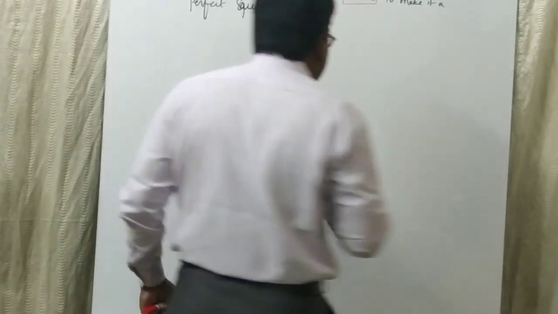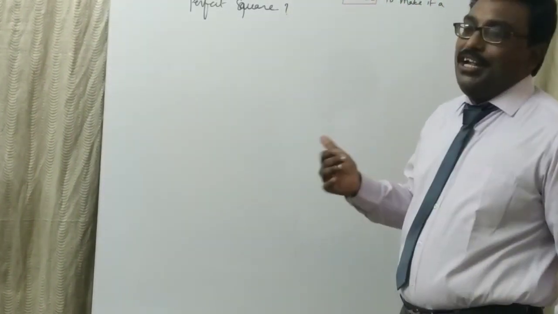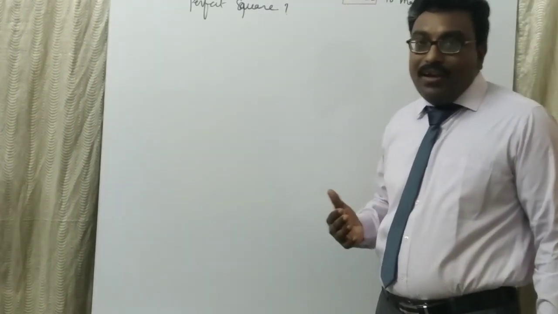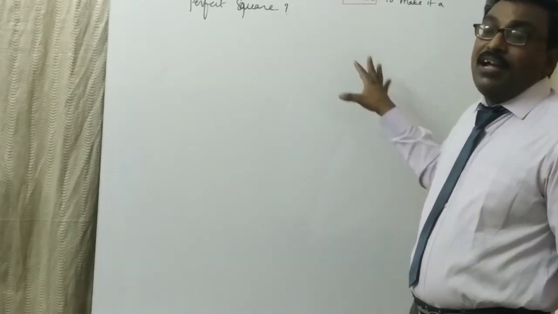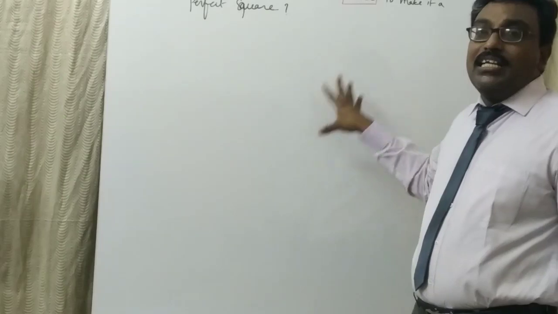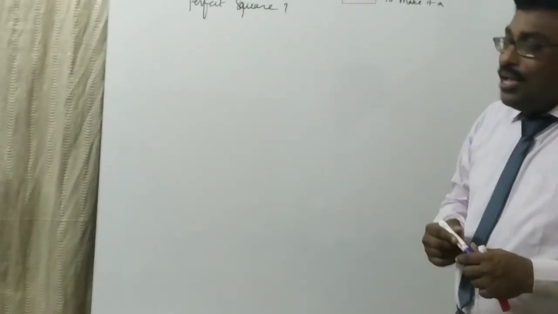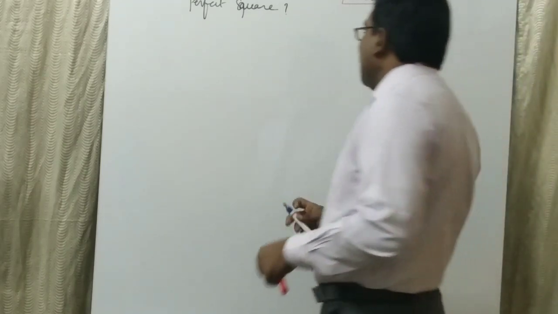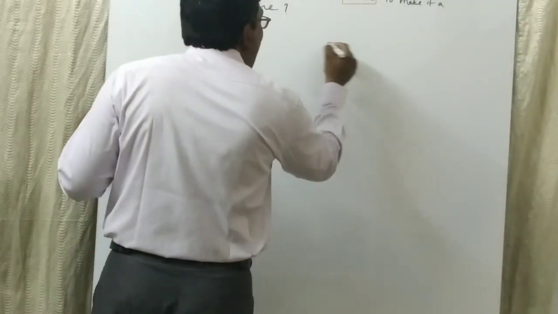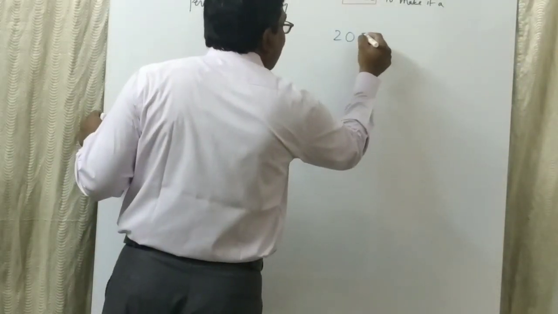Because in the prime factorization method, what will come? 2 into 3 into 5, only multiplications will come. Either addition or subtraction is not possible with the prime factorization method. Only multiplication and division will be possible. Now, for addition, what to do? That's why we have the third method, that is the long division method.